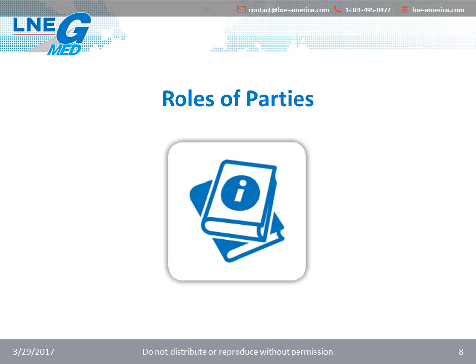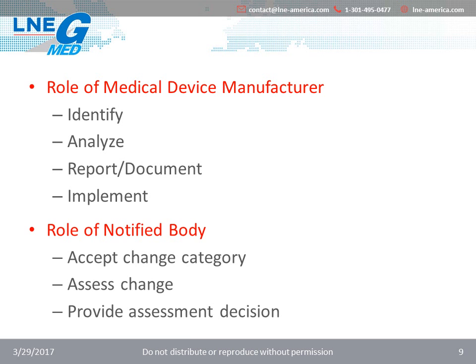Now we would like to talk about the roles of the interested parties. The two main players in change notices are the medical device manufacturer and the notified body. The role of the medical device manufacturer is clear. The manufacturer should establish, maintain, and apply a specific procedure in order to identify, categorize, plan, and document the implementation of changes and its impact on the product safety and its answer to the essential requirements.